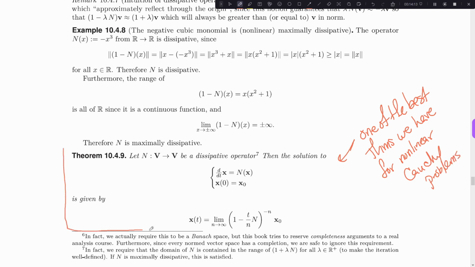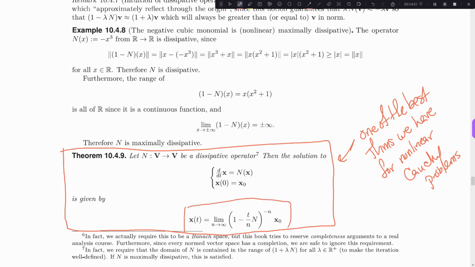And it says if n is maximally dissipative, actually I guess it just says dissipative. If n is dissipative, then the solution to the Cauchy problem is given by the following limiting procedure. And a lot of you might be looking at this and seeing that this almost looks like e to the nt, right? The limit in some sense looks like my limit for the exponential, not the limit given as a Taylor series, but the one that we started with maybe in 11th grade, talking about continuously compounded interest.